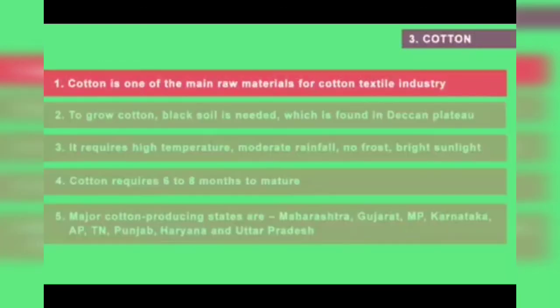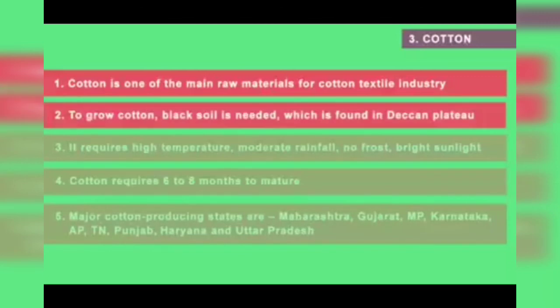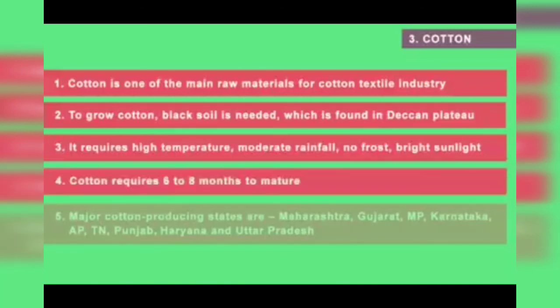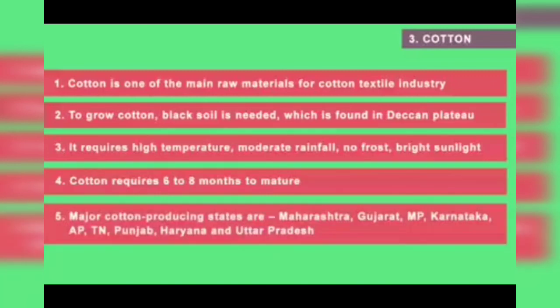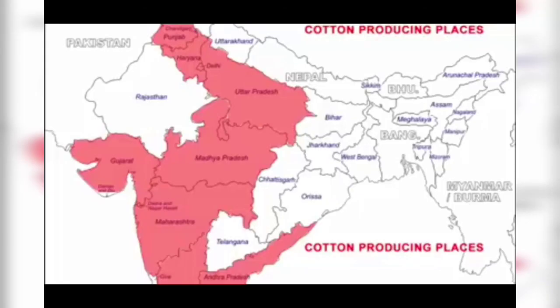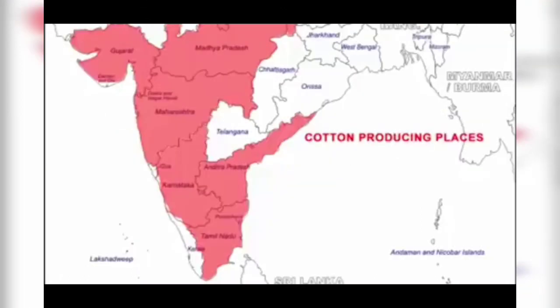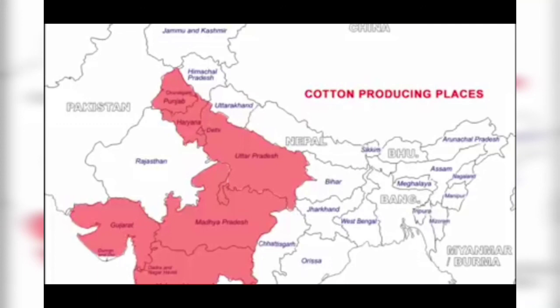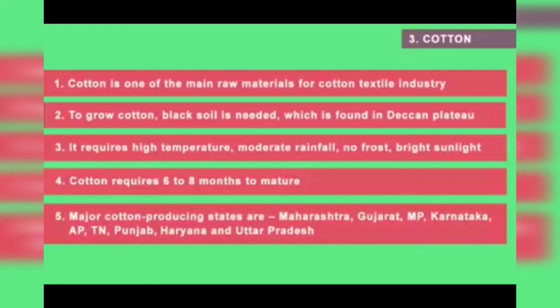And the next one is cotton. Now cotton is one of the main raw materials for the cotton textile industry. I mean, this is a huge industry. It's a multi-billion-dollar industry. So to grow cotton, you need black soil. So where do you find black soil in India? It's found in the regions of Deccan Plateau. It requires high temperature and moderate rainfall. And you cannot have frost. You only need sunlight, bright sunlight. And it usually takes 6 to 8 months to mature, that is to harvest. Now the major cotton producing states are Maharashtra, Gujarat, Madhya Pradesh, Karnataka, Andhra Pradesh, Tamil Nadu, Punjab, Haryana and Uttar Pradesh. So if you see, most of these states lie in Deccan Plateau.